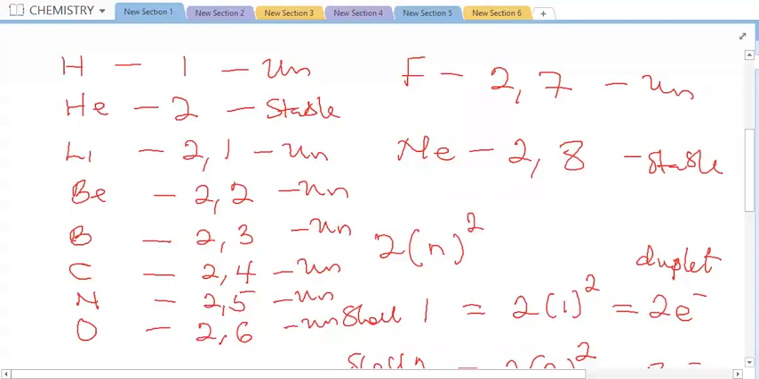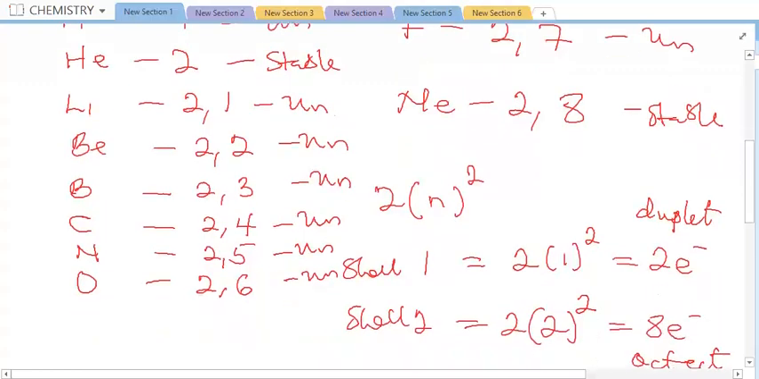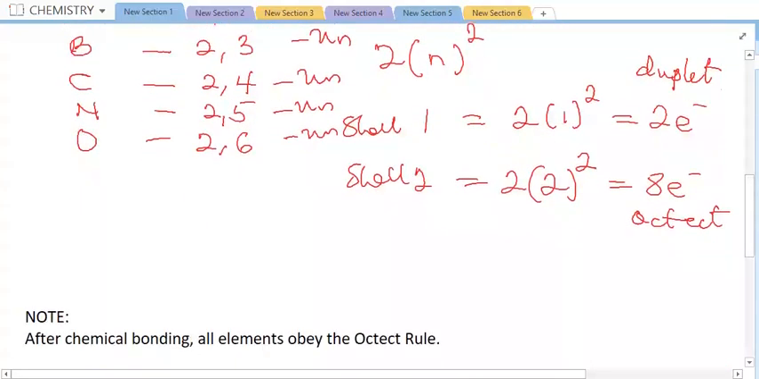Oxygen will be ready to gain 2 because it has 6. So when it gains 2, that will become 2,8, resembling what? Neon, which is the noble gas next to it. Then fluorine is ready to gain 1. So when fluorine gains 1, it will now resemble neon, which is 2,8. So that is why we say all unstable elements strive to attain stability through chemical bonding.